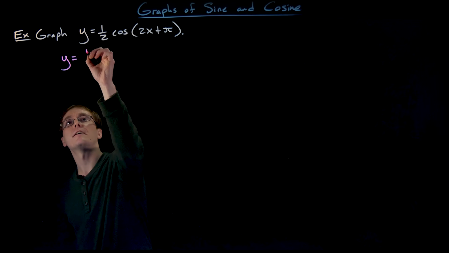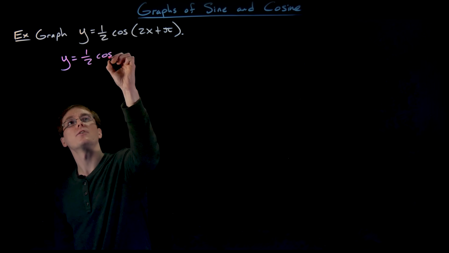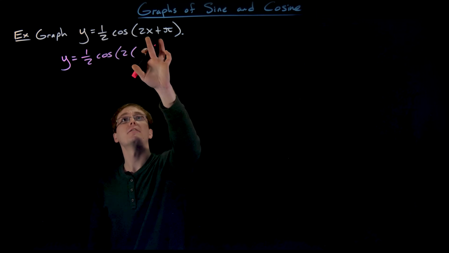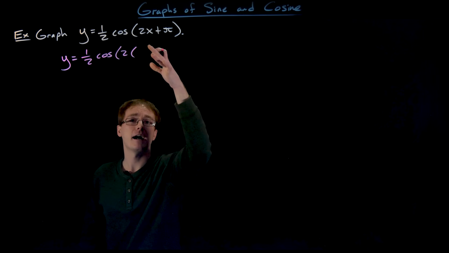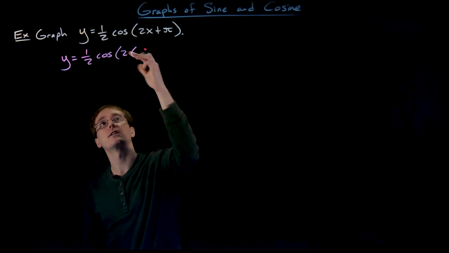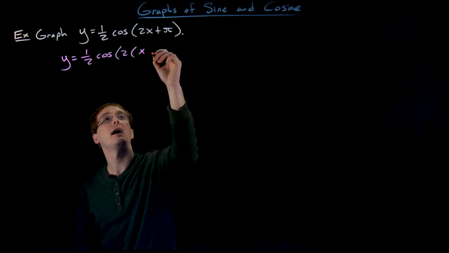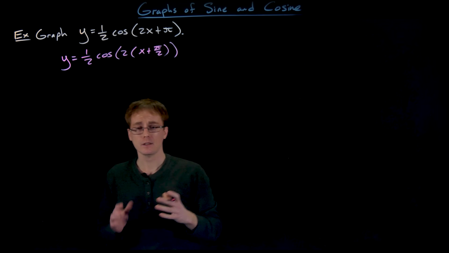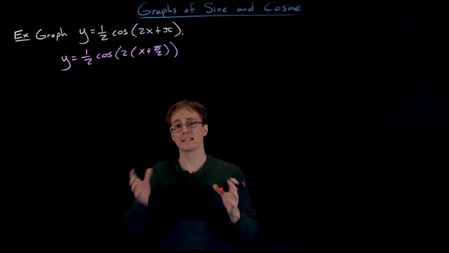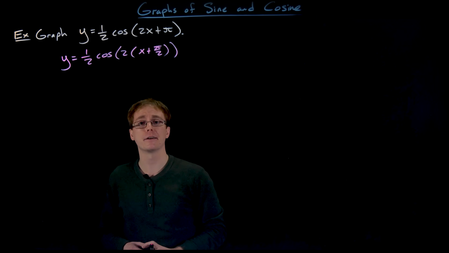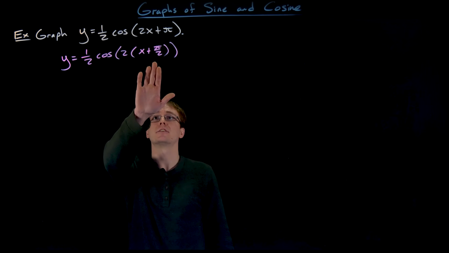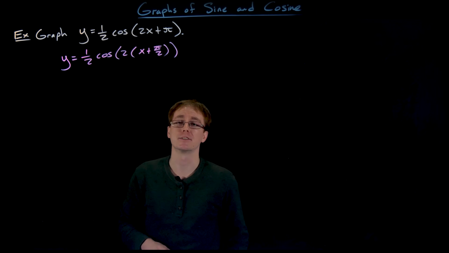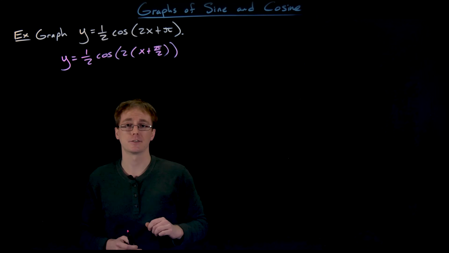To correctly identify the horizontal shift, we have to factor the inside of our function. So whatever number is in front of x, divide that number out. So 2x divided by 2 is just x. Pi divided by 2 is pi over 2. So now we have the inside of our function written in that required factored form. Now we can see our horizontal shift is actually to the left pi over 2 units instead of pi units.